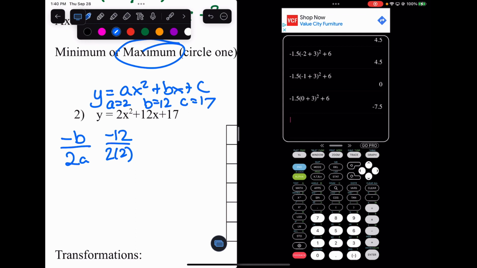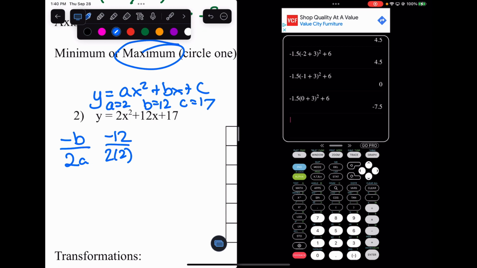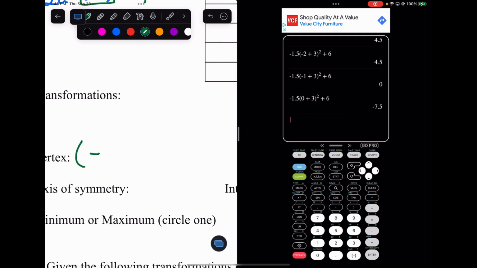Now, one thing you need to be really careful of is if you go into your calculator and just type this in, there's a good chance you're going to get it wrong because it's going to do PEMDAS wrong. So what I want you to do is just simplify the denominator. You can do that in your head. 2 times 2 is 4. So we've got -12 over 4, and then you can plug it into your calculator. This is going to make your life much easier. So we do that, and we get a -3. So this is the x value of my vertex.